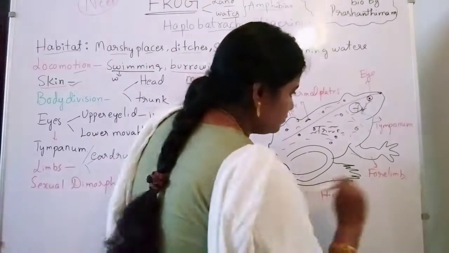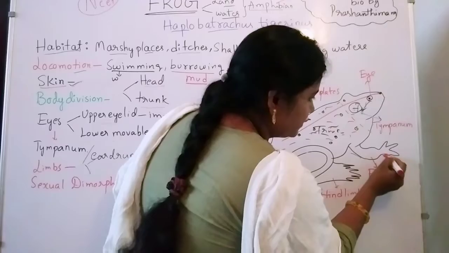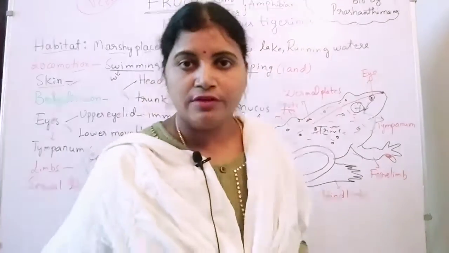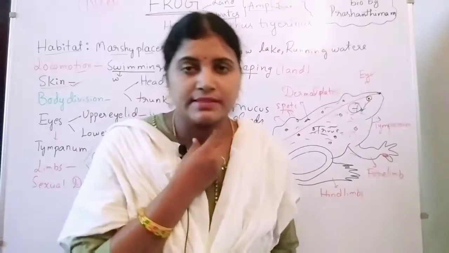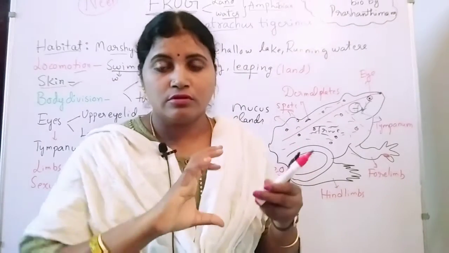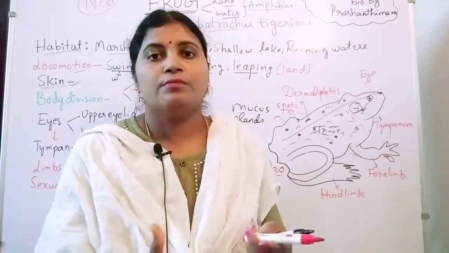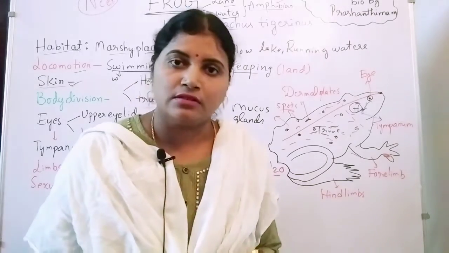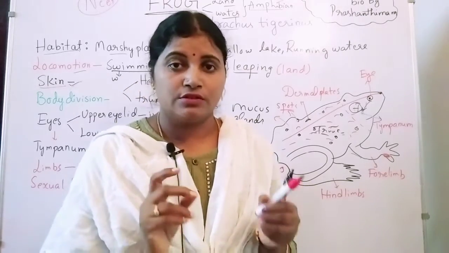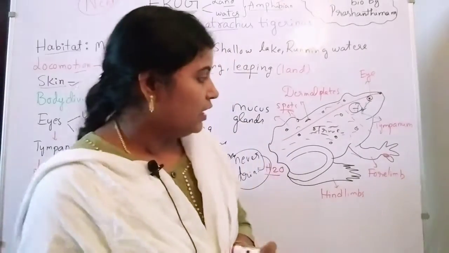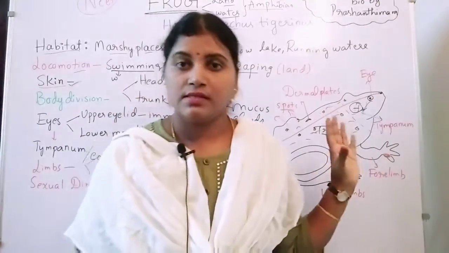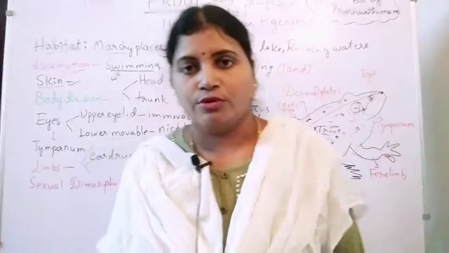See here, the copulatory pad is present in the first digit of the forelimb, and the male also contains vocal sacs. Vocal sacs mean it is able to make louder sounds to attract the female. So these are the two important distinct features between the male and female. One is the copulatory pad, another one is the vocal sacs. So this is all about the morphology.